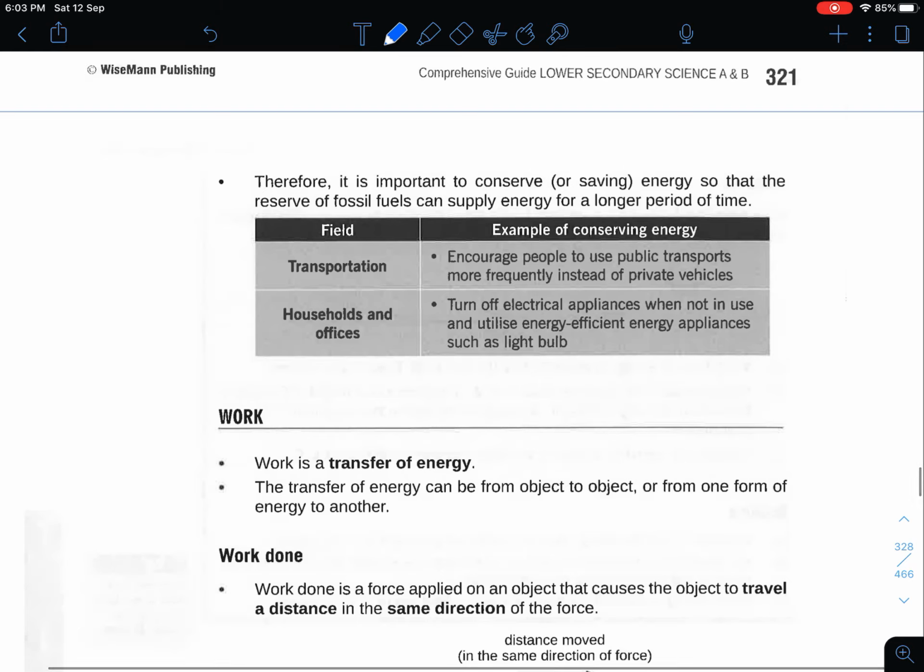So what we have just done is to go through the idea of energy, the different types of energy and the conversion. Later on, we will be discussing more on work done as well as power. These two areas are how we are able to use energy over a period of time.